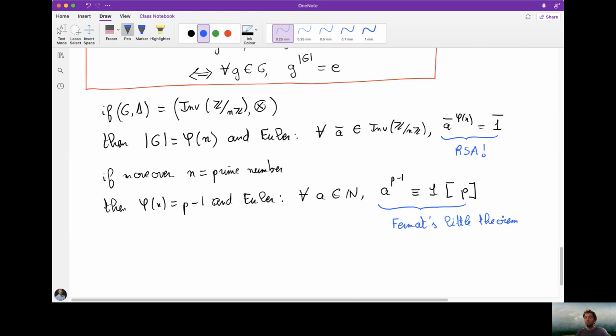Okay, so it's very interesting to see that Fermat's little theorem and the RSA theorem both are particular cases of a general theorem that you could only see when you introduce groups.